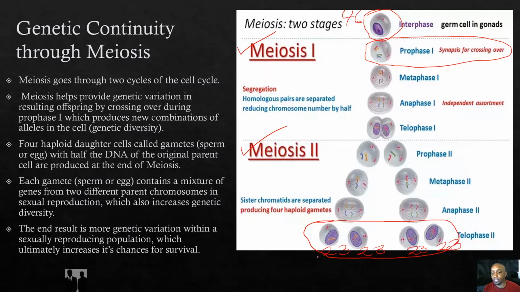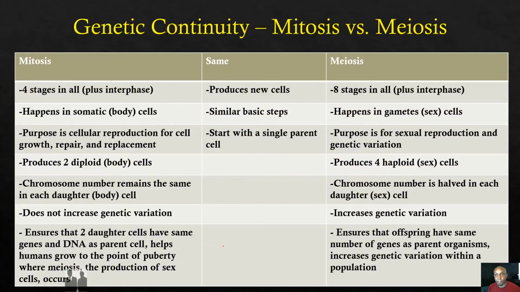And if you notice, these 23 chromosomes are half the number of chromosomes of that parent cell. And each gamete contains a mixture of genes from 2 different parent chromosomes in sexual reproduction, and this also increases the genetic diversity of that population or species. And the end result is more genetic variation within a sexually reproducing population, which ultimately increases its chances for survival.